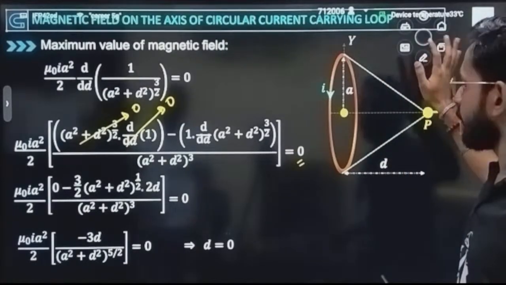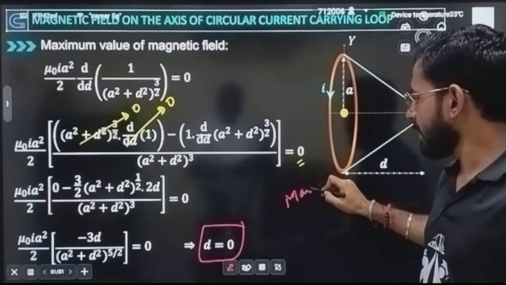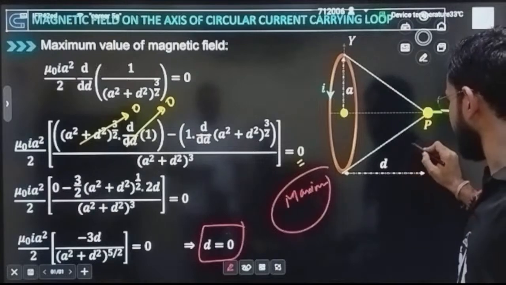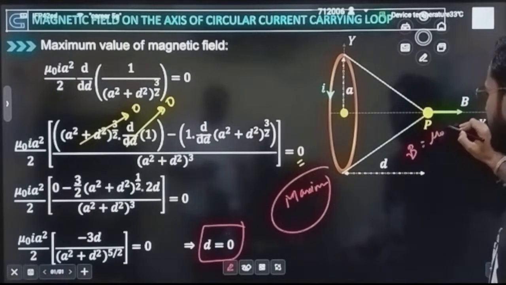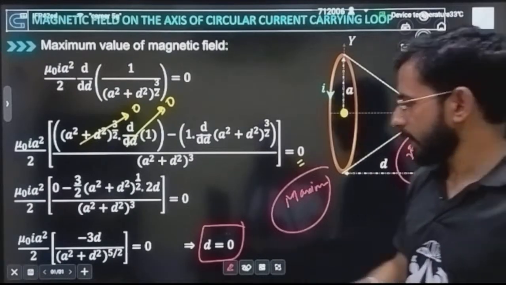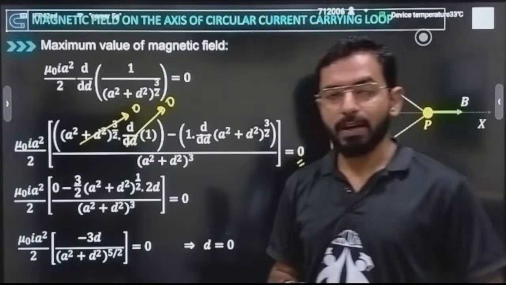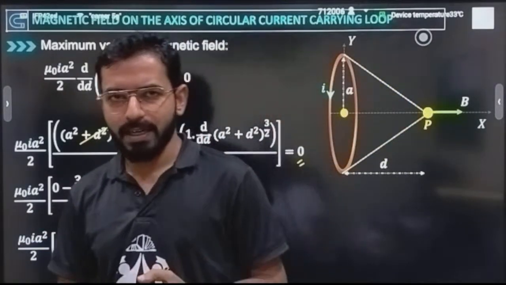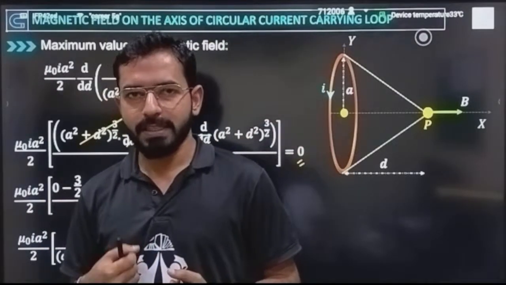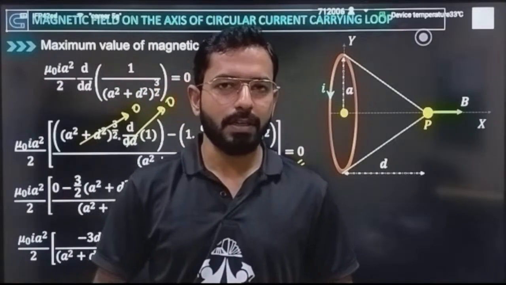So when you differentiate completely, d will be equal to 0. That means it achieves its maximum at d equal to 0. So the maximum value of magnetic field is B equal to mu naught I divided by 2a. Correct? I hope this was clear to you. This was the result for the circular wire: we calculated at the center point and at an axis point. We have also calculated for infinite wire, semi-infinite wire, and quarter circle. All these things we have covered in this lecture. I hope this was clear to you.